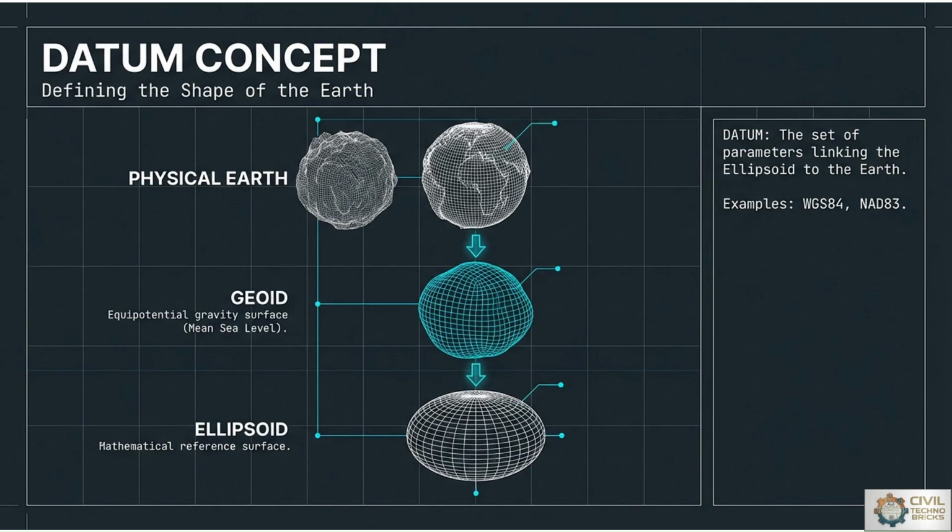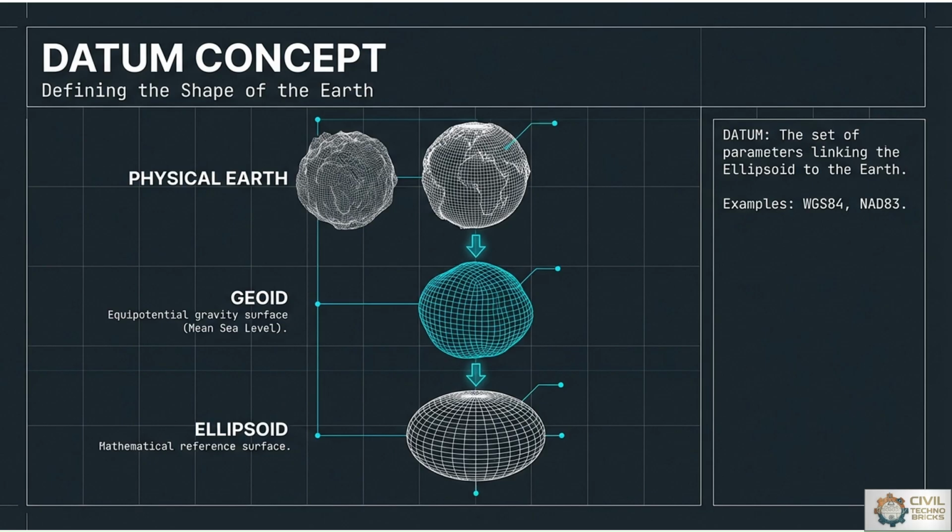So there are three shapes of earth: physical earth, geoid earth, and ellipsoid earth. Physical earth is the irregular shape. Geoid earth is the equipotential gravity surface with reference to the mean sea level, and the ellipsoid shape is considered a mathematical reference surface.